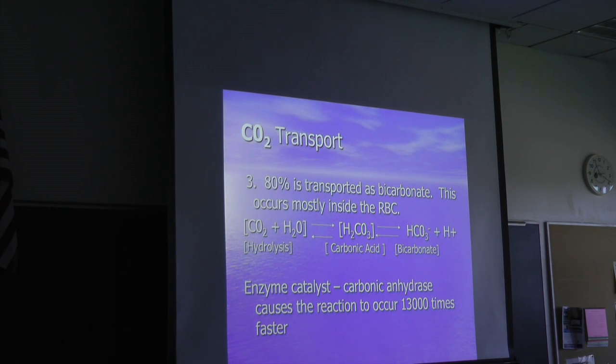All right, and then there's a third way, and it says 80% of carbon dioxide is transported as bicarbonate, which this combination occurs mostly inside the red blood cell.